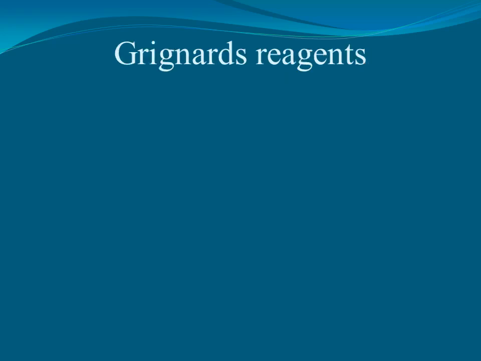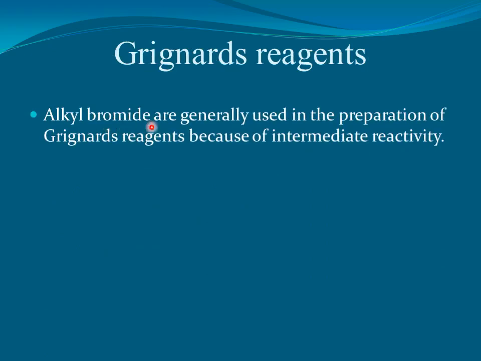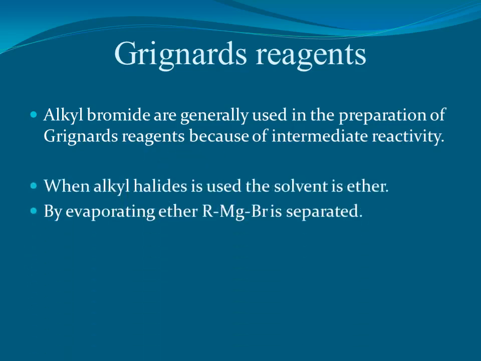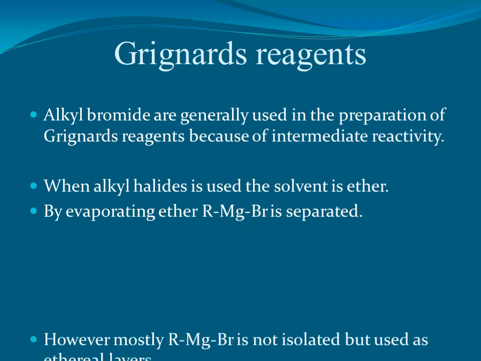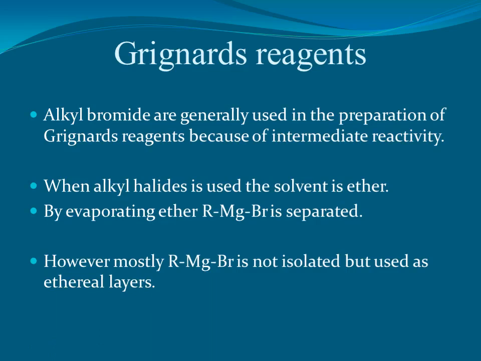Students, alkyl bromides are generally used in the preparation of Grignard's reagent because of their intermediate reactivity. When alkyl halides are used, the solvent employed is mostly ether. After the reaction has taken place, by evaporating the ether, the Grignard's reagent can be separated. But mostly we do not separate the Grignard's reagent after its preparation from ether, so it is used as an ethereal solution.